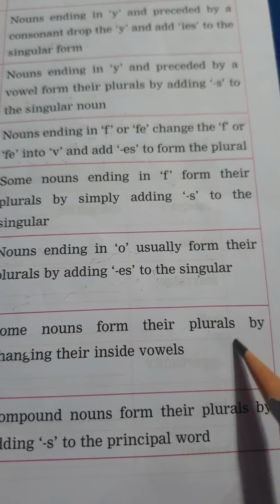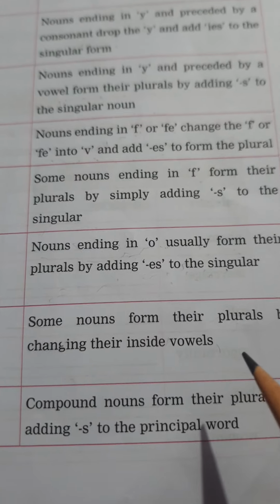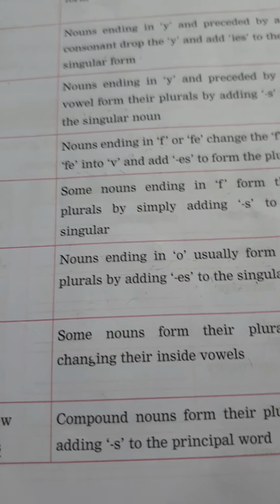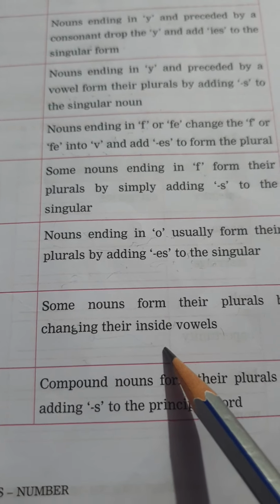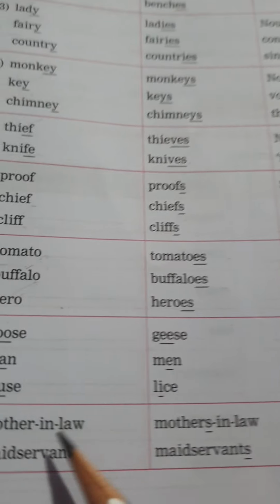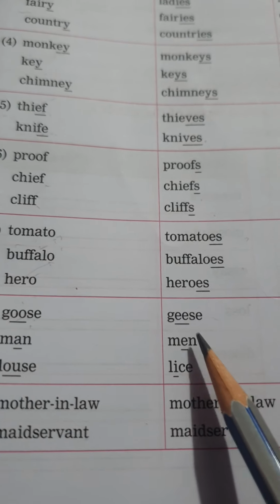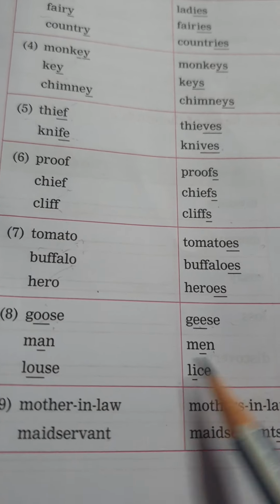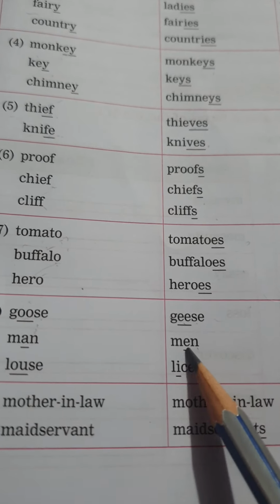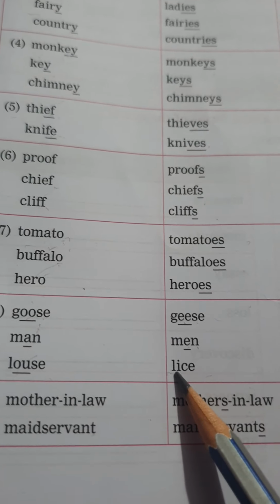Okay, next, some nouns form their plurals by changing their inside vowels. There are some nouns in which, to form the plural, we have to change the spellings. And what is the change? For their vowels. Okay, now for example, goose, see, double o, this is vowel, but it has changed into geese. Man, a is vowel, here e. Louse, lice.